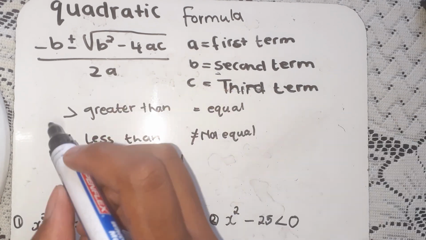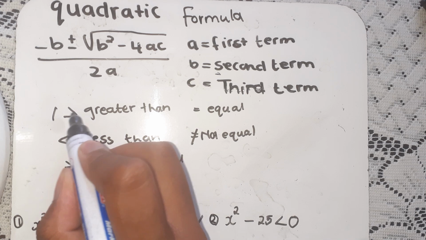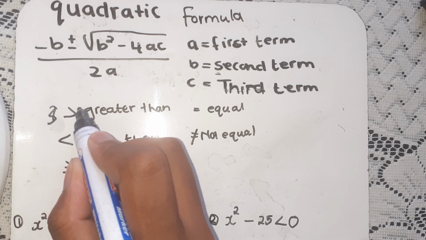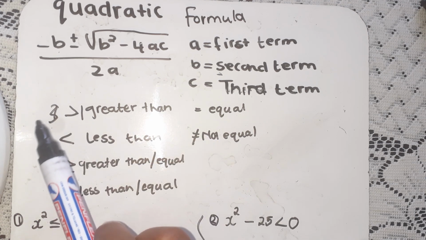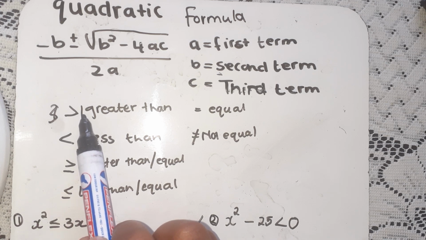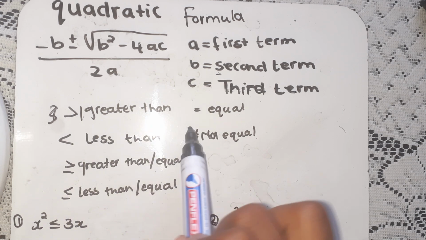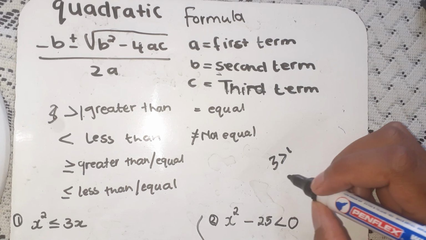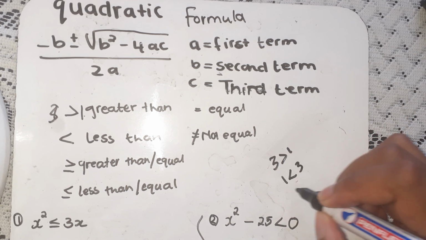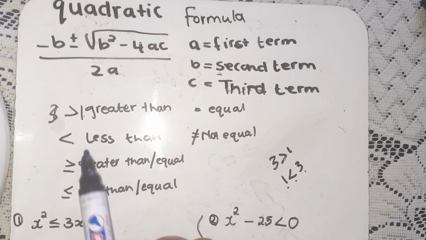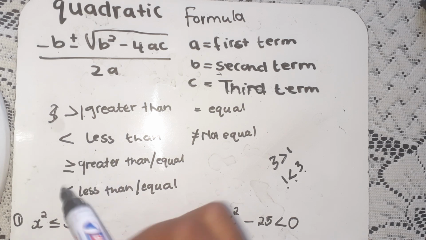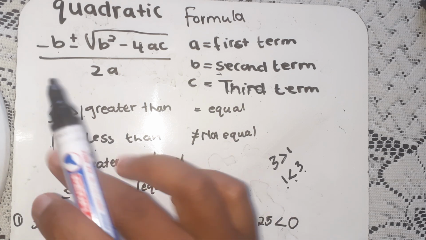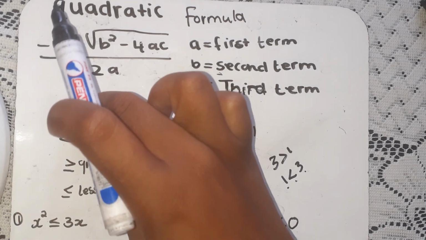When we have, let's say, 3 and 1, this means 3 is greater than 1. So this sign means greater than. So 3 is greater than 1. And when we have 1 on this side, we'll say 1 is less than 3. So the one that is in here is less. Okay, we read it like that.